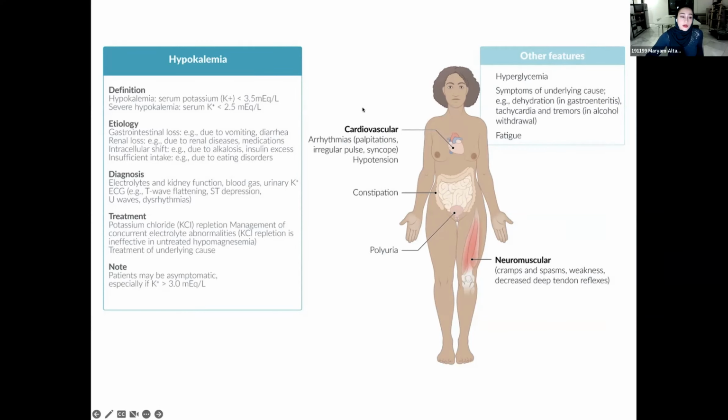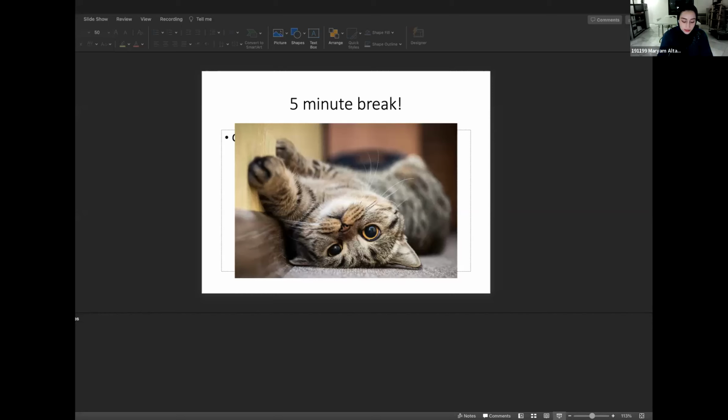Okay, the reason you have hypomagnesemia, I'm going to show you in a picture so you can see it better. Just give me 1 second. I want to find a good picture for you guys.